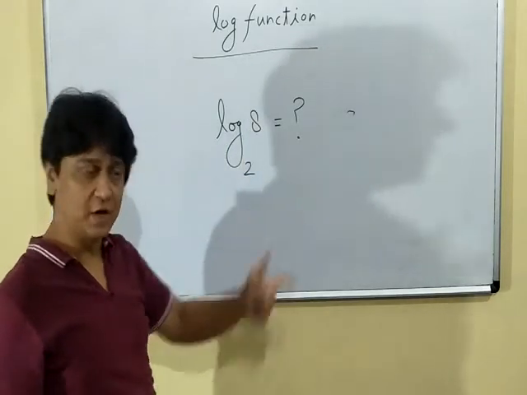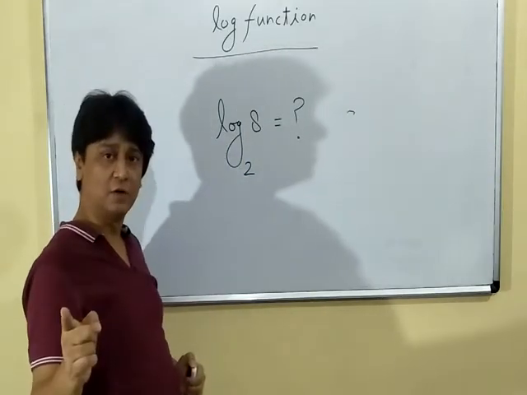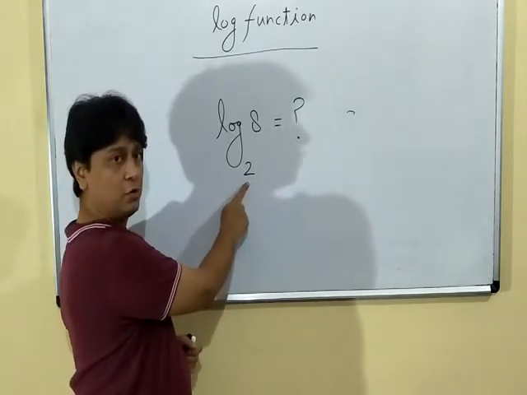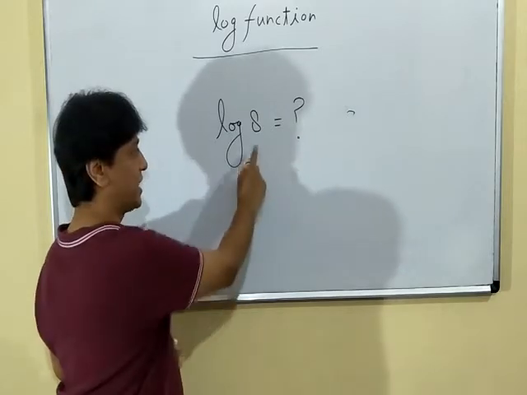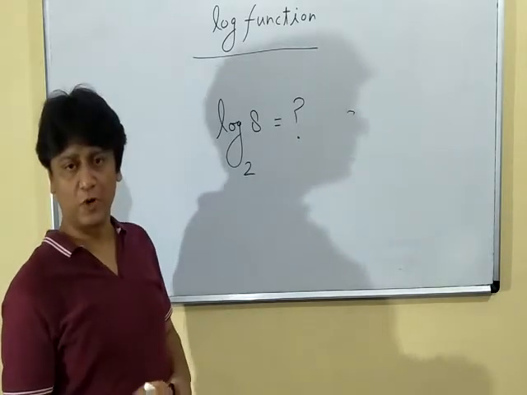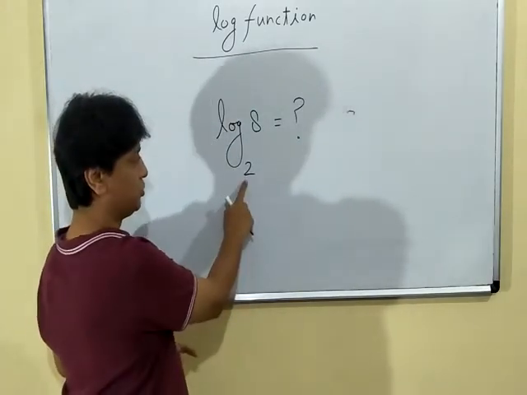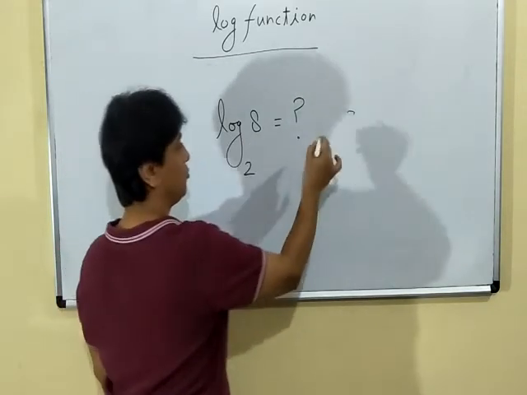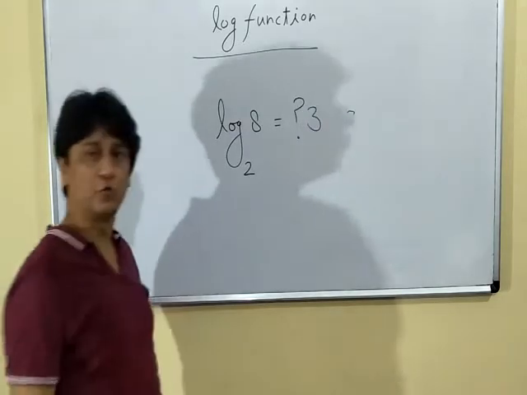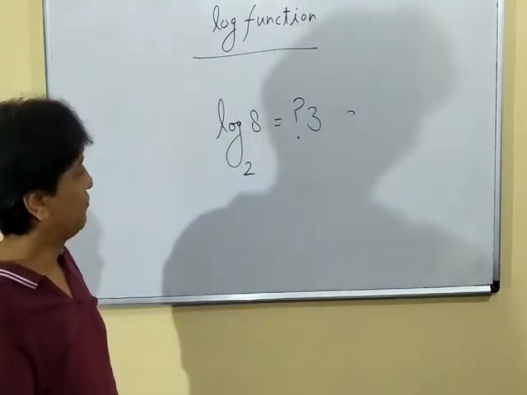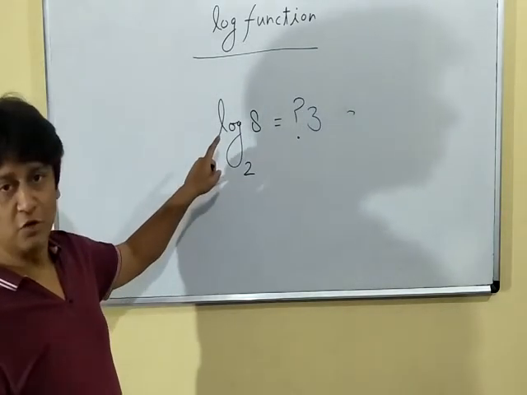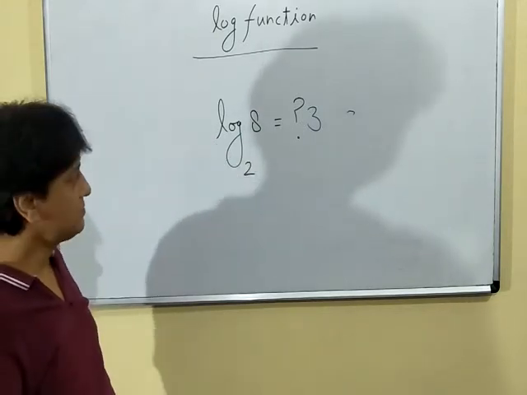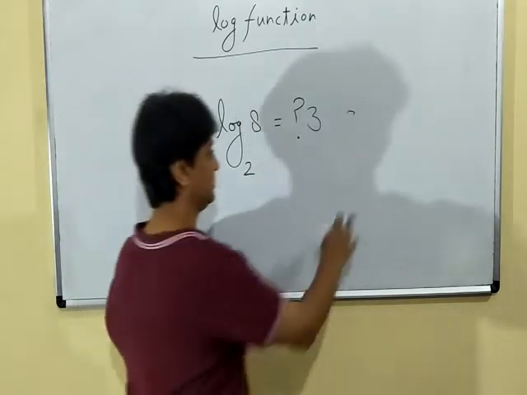The way you solve it is, what is that power which should be raised over 2 so that the whole thing becomes 8? If I ask you what is that power which you should raise over 2 so that you get 8, you know that power is what? 3. That's how you can find easier values of log by using this concept. Let's take another example.